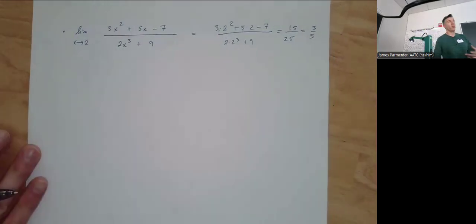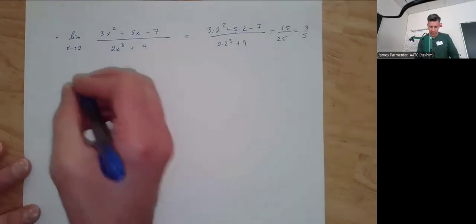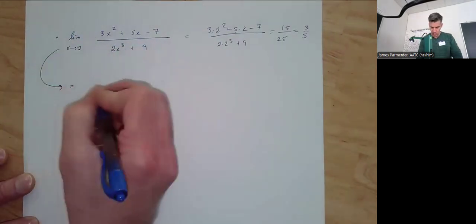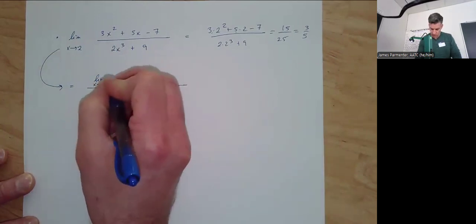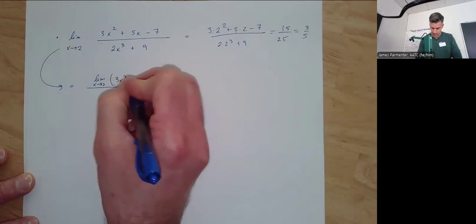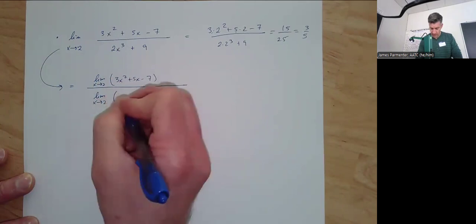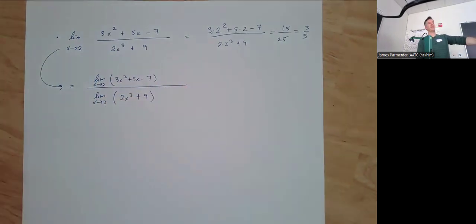But what we are all actually doing when we do that is using all of the limit rules that says, for example, that the limit of a fraction is equal to the fraction of the limits. It's the limit as x approaches 2 of the top divided by the limit as x approaches 2 of the bottom. Now, there's something I'm not saying here, which is kind of important. You're only allowed to do this if both of these limits exist.